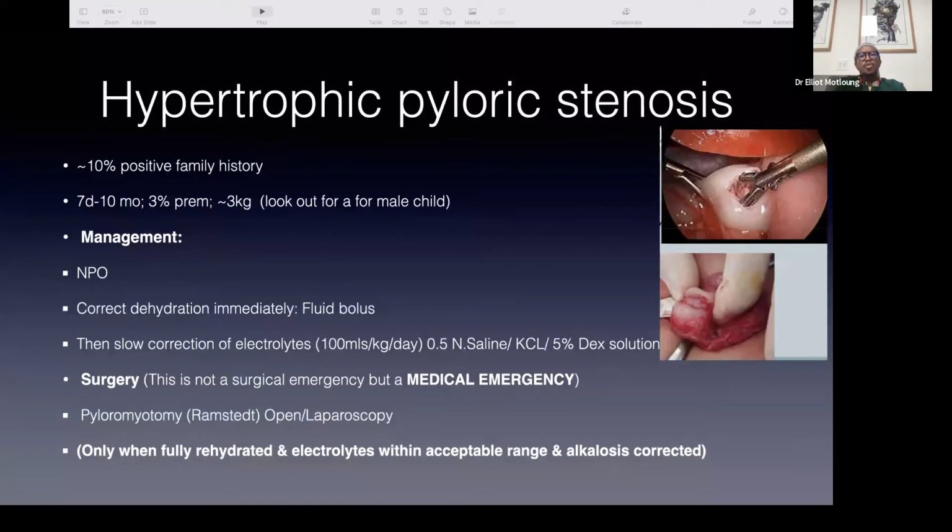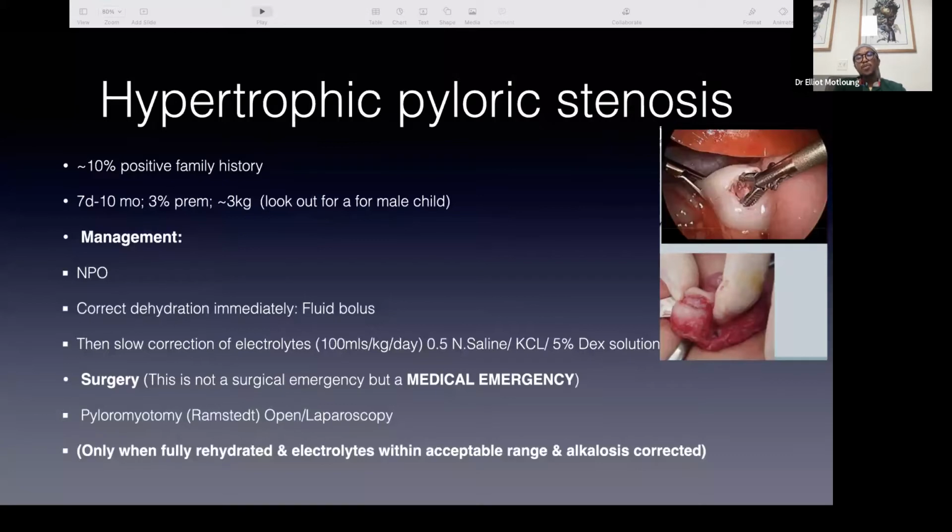Then we need to correct the dehydration immediately. That's why you need to resuscitate these patients with fluids. They need fluid resuscitation, and we can use lactate or normal saline at 20 ml per kilogram as fluid resuscitation. And then you need to slowly correct the electrolyte abnormalities. We usually use about 10 ml per kilogram per day.